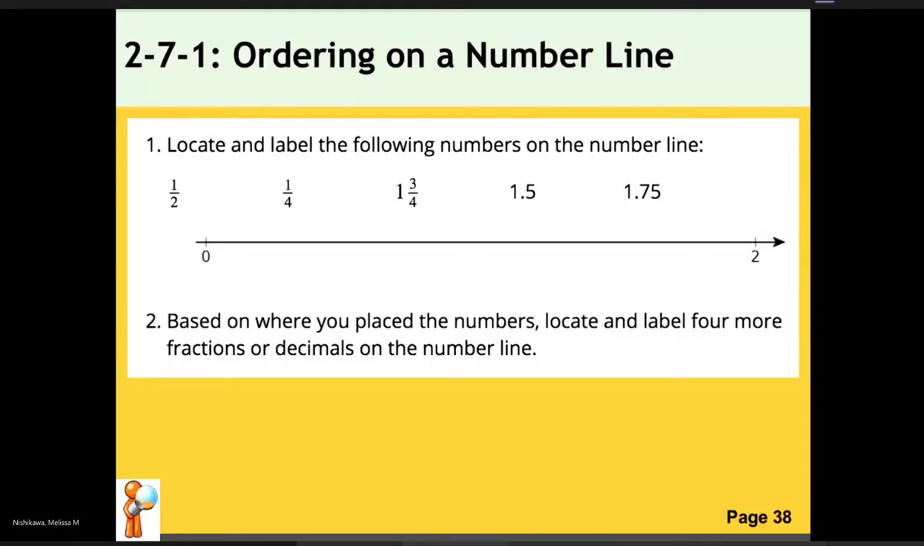All right, so to kind of get started, I want you on your paper to draw a number line, and then on that number line, locate and label the following numbers on your number line. So you're going to have your paper out, and you're going to mark on your paper where each of these numbers are.